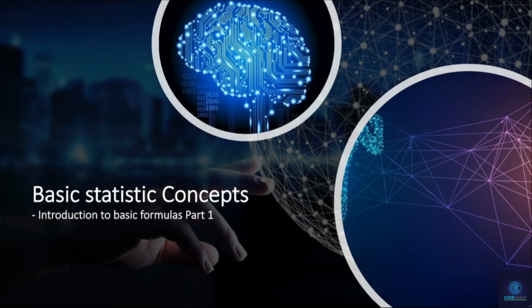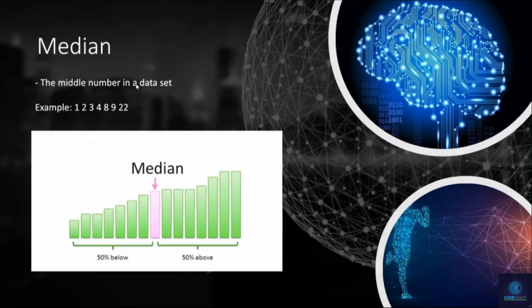So basically in today's class we are going to talk about the basics of statistics and some basic formulas. So really basic concepts. You'll see it's really easy to follow. The three formulas that are going to be covered today are the median, the mode, and finally the average or the mean. As you can see, those are pretty simple, but yet really important in statistics.